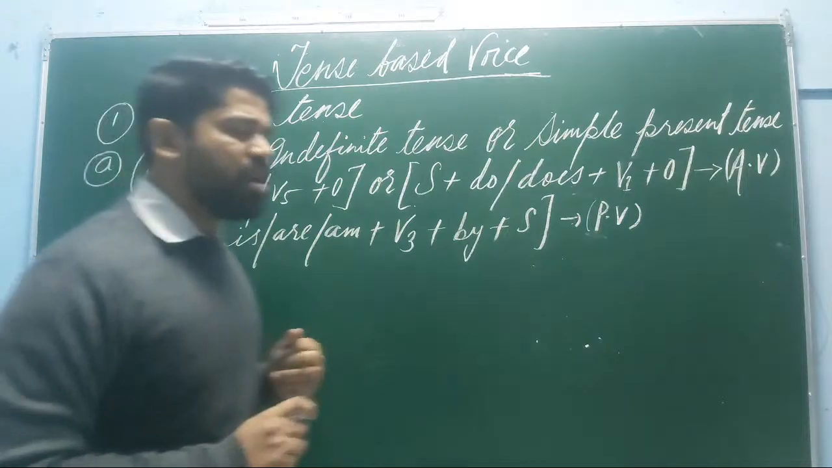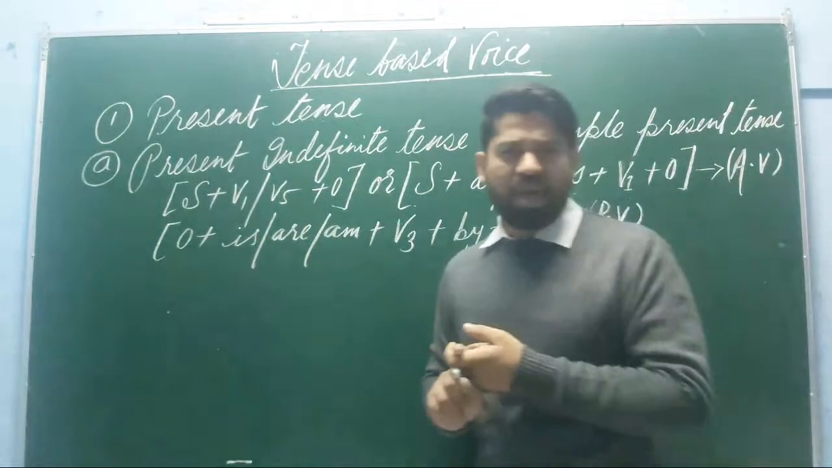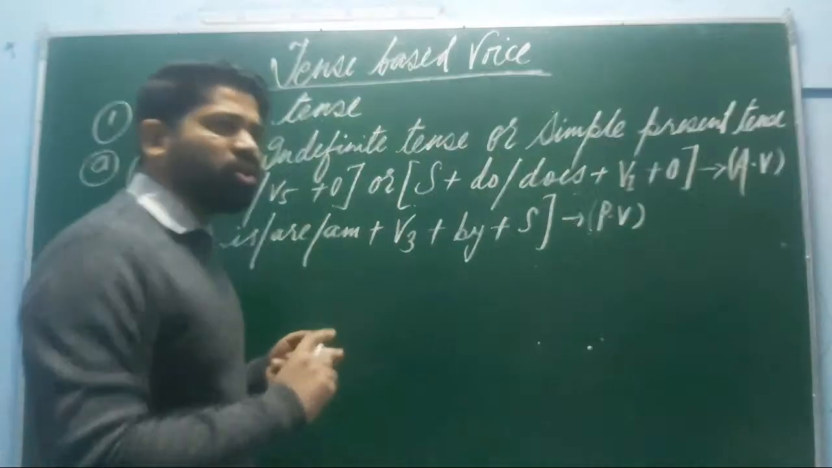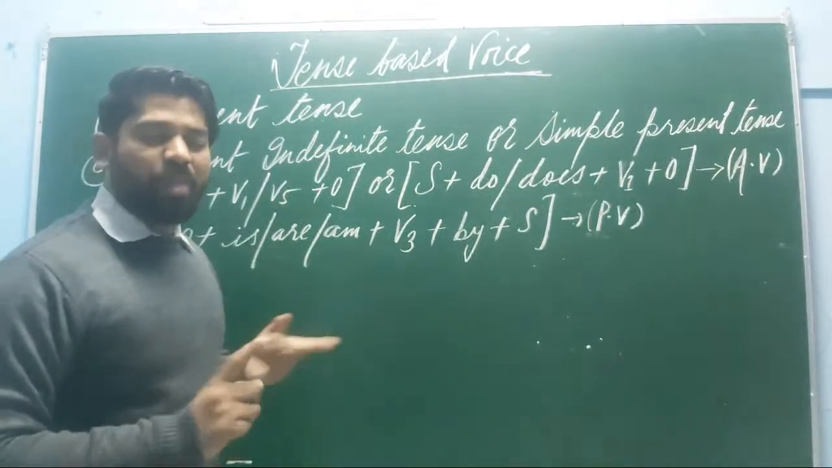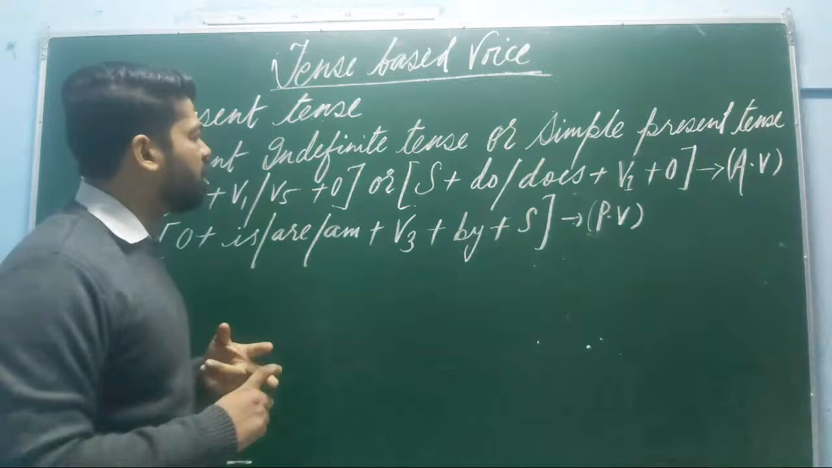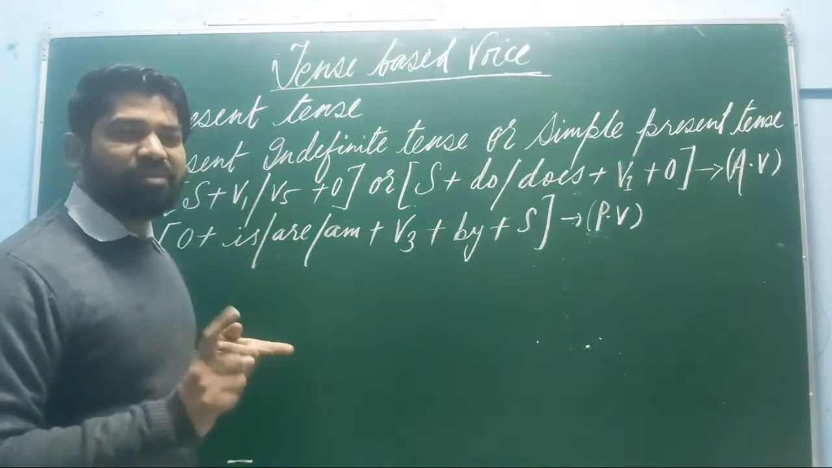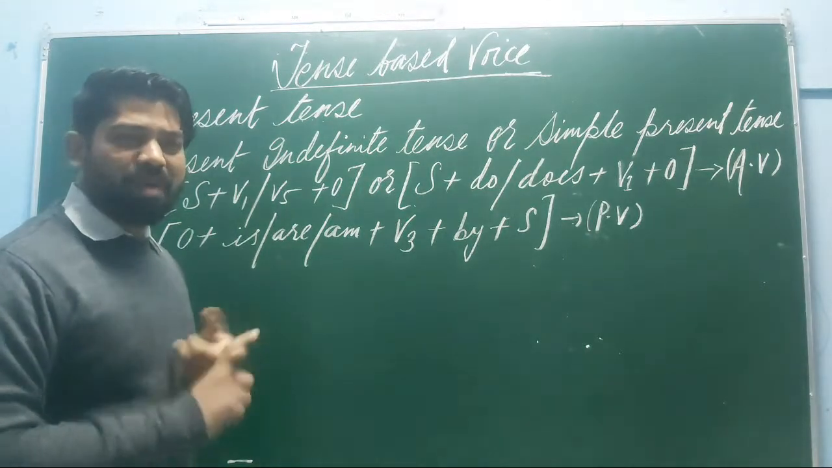As you all are aware, the present possesses four different forms. Past also possesses four different forms, and future also possesses four different forms. So altogether, how many forms of the tenses will there be? It will be 12.